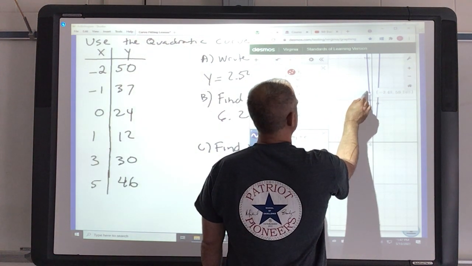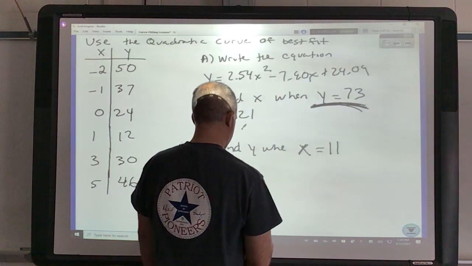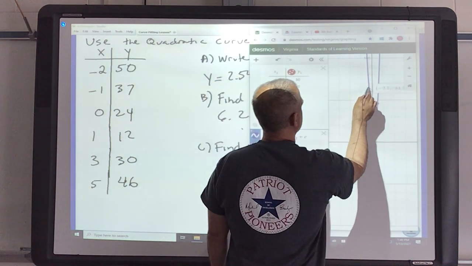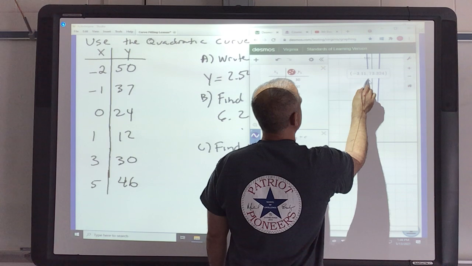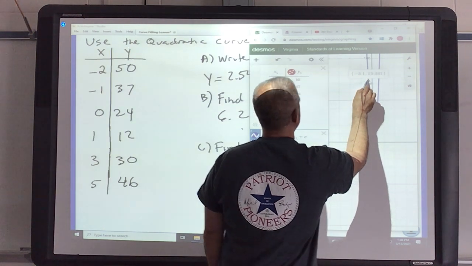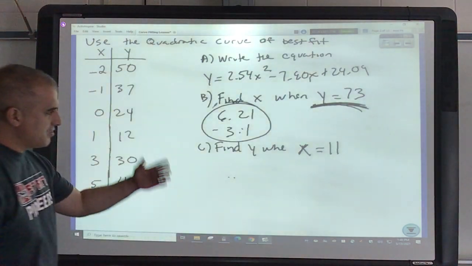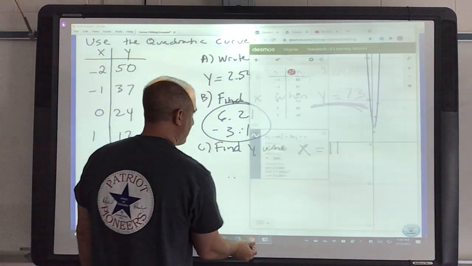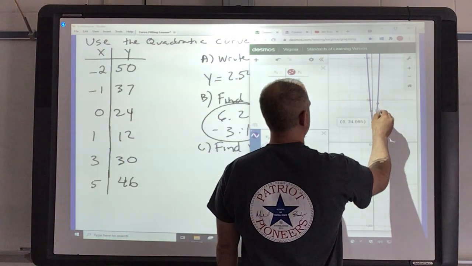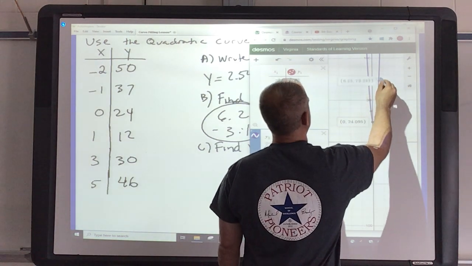So what am I looking for? 73. 73 is pretty close to negative 3.1. Those are good estimates. All you have to do is be close. All right, finding the y value when x is 11.